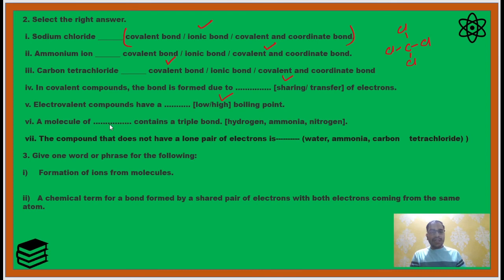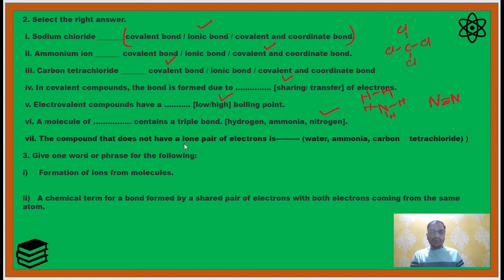A molecule of dash contains a triple bond. Hydrogen structure is single bonded, H-H. Ammonia also single bonded. So nitrogen is the only one left, which has a triple bond, because three valence electrons are involved in sharing to form three electron pairs. Okay. The compound that does not have a lone pair.